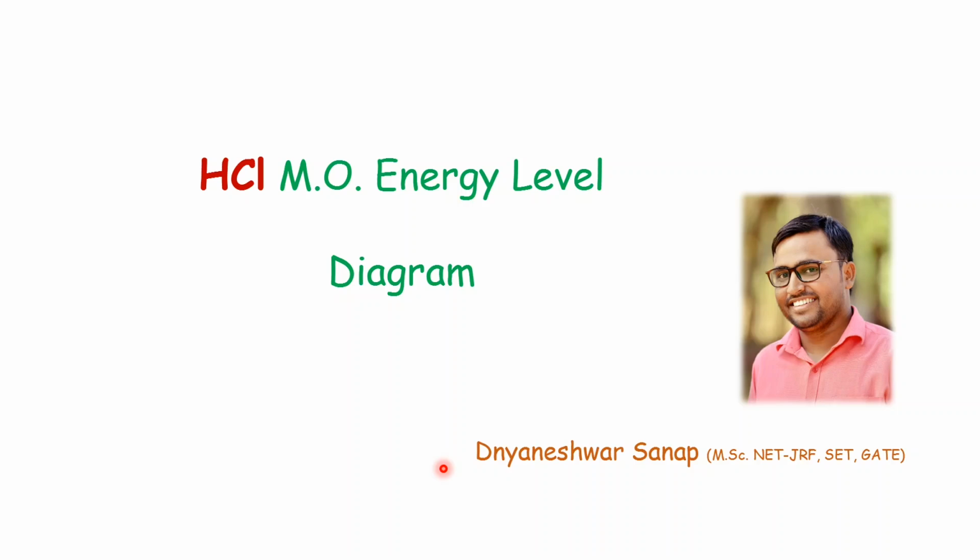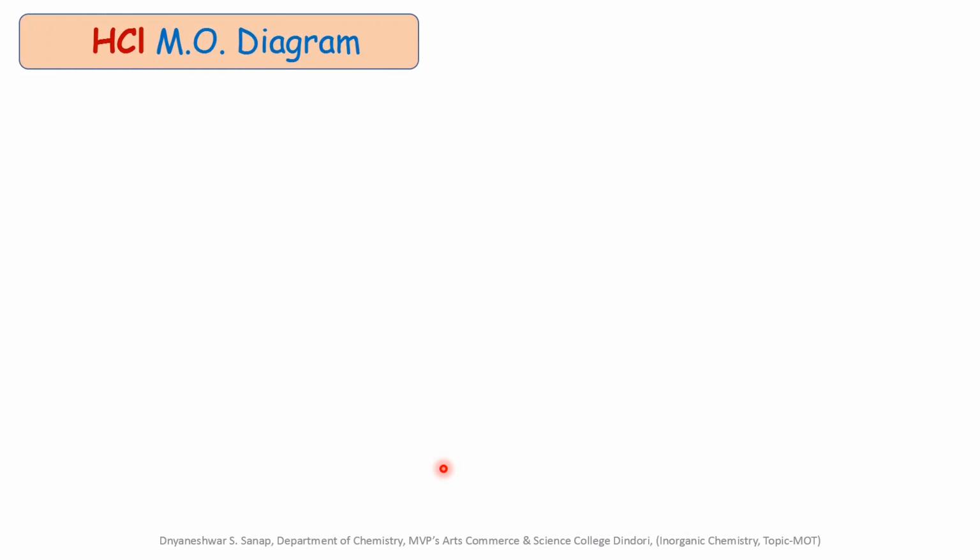In this video lecture, we will discuss the molecular orbital energy level diagram for hydrogen chloride molecule, that is HCl molecule. Let us see one by one. Basically, HCl molecule is formed by the combination of hydrogen atom and chlorine atom together.